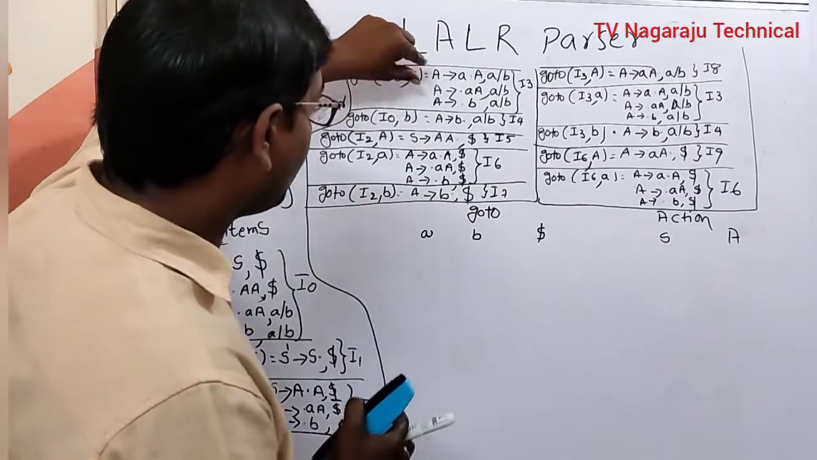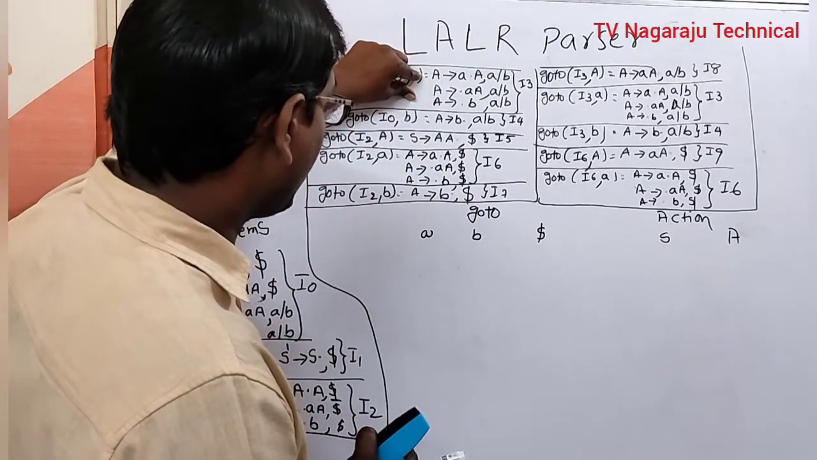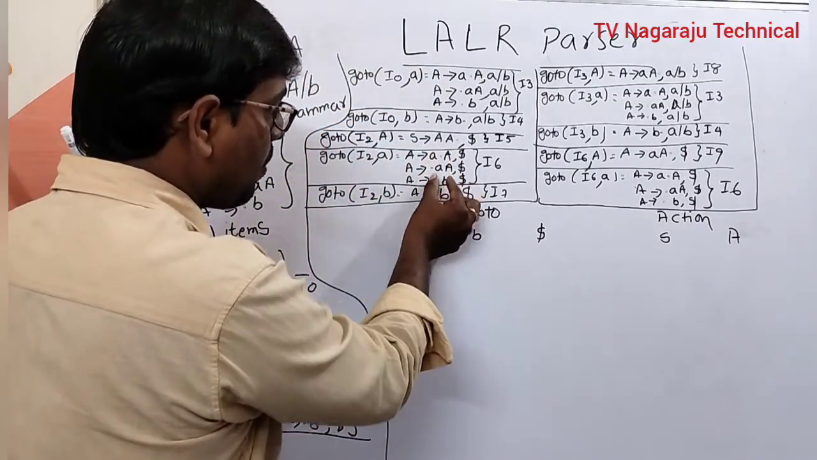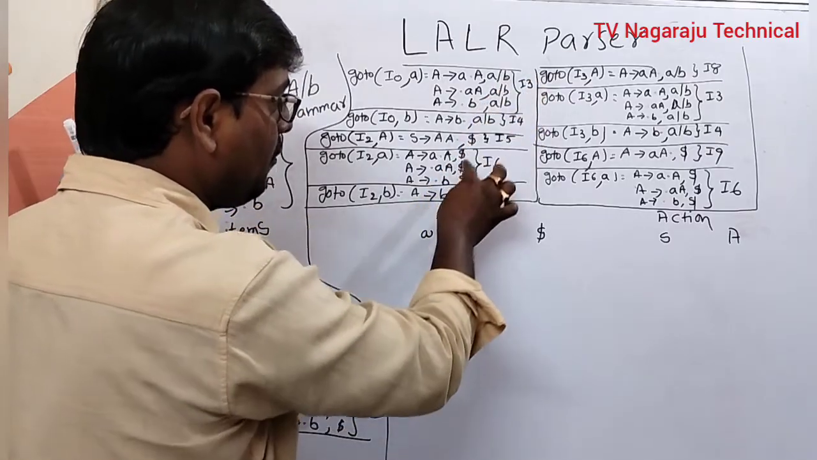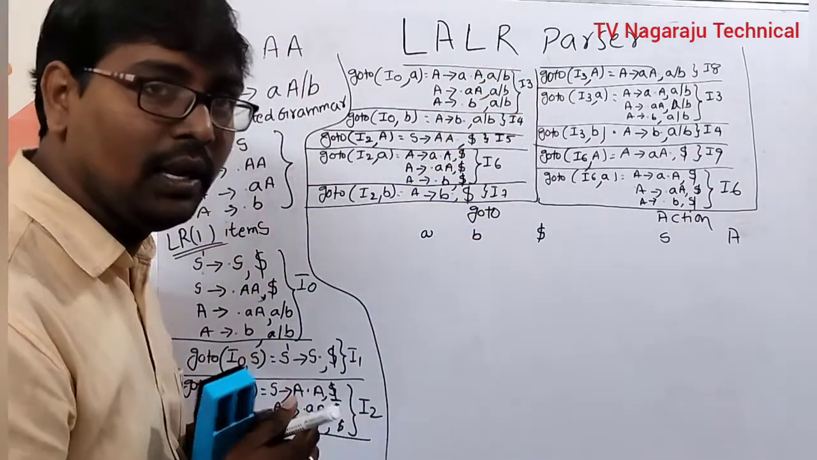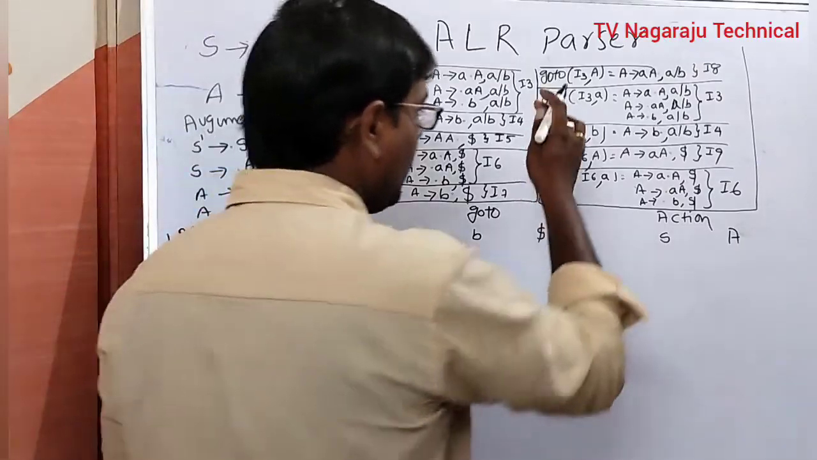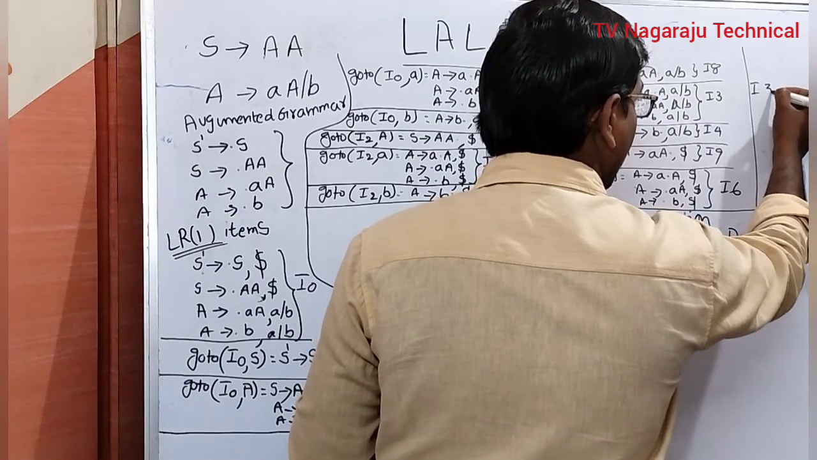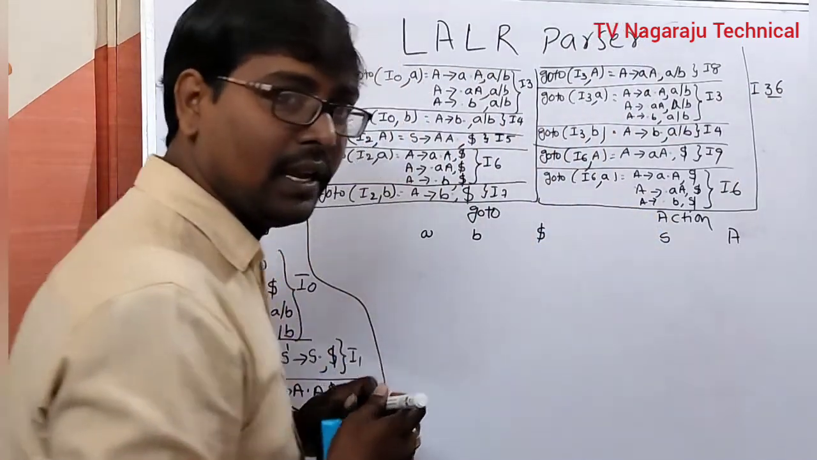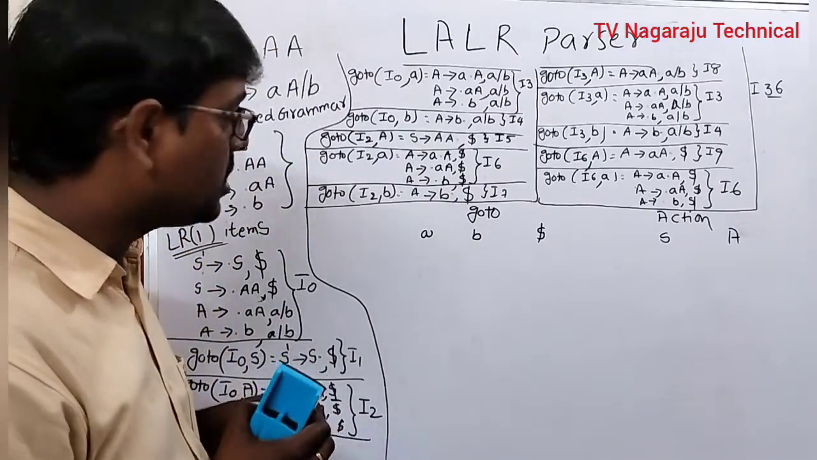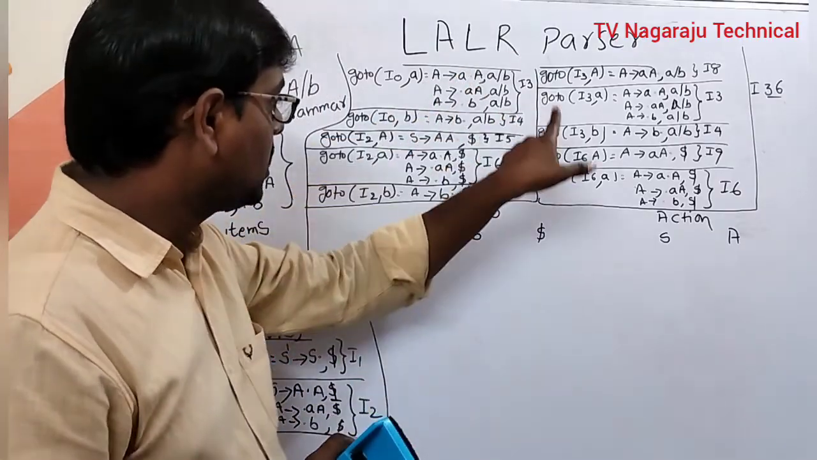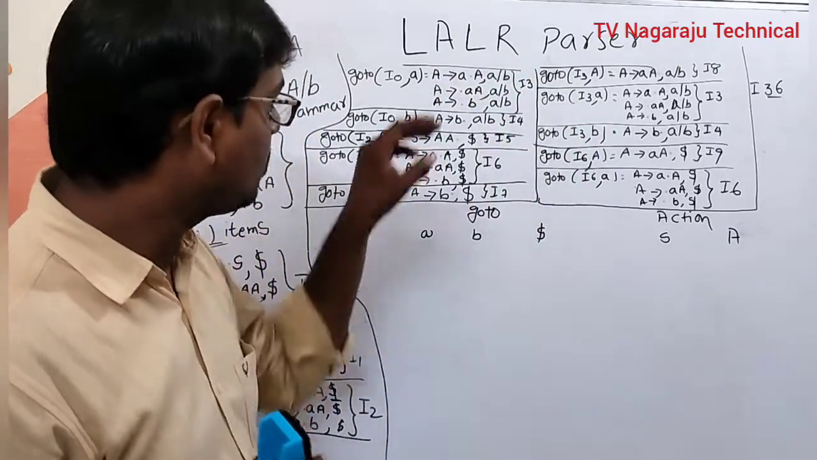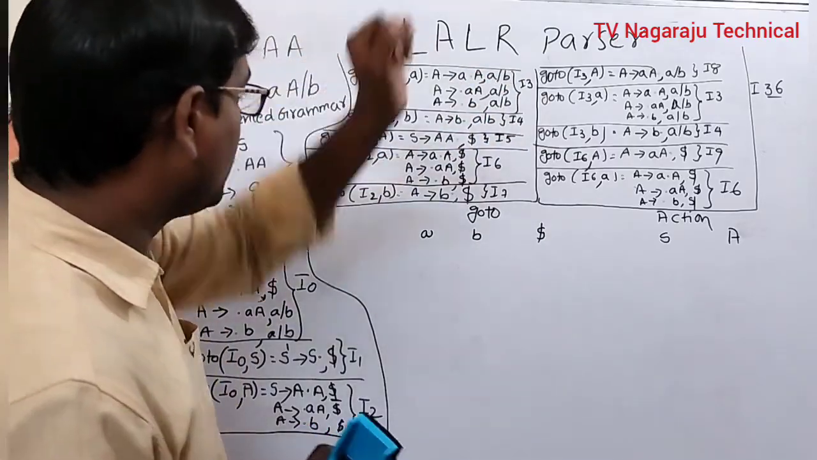Observe, consider the production I3 and the production I6. I3 and I6, the productions are same. The only difference is in the look ahead symbol. Then I3 and I6 are combined into a single state I36, which contains these productions, and the look ahead symbols are A, B, dollar. Three look ahead symbols are placed. So these two are merged into a single production.